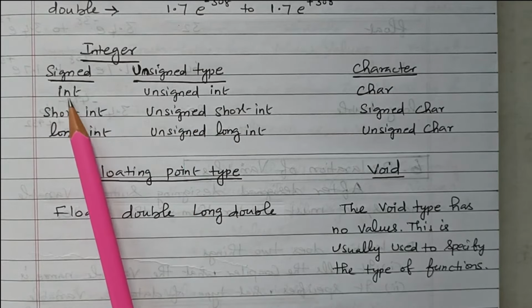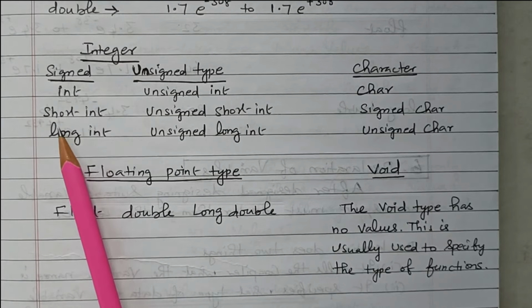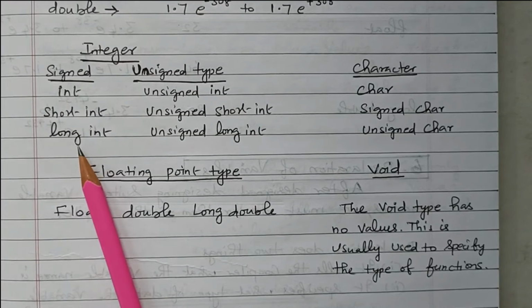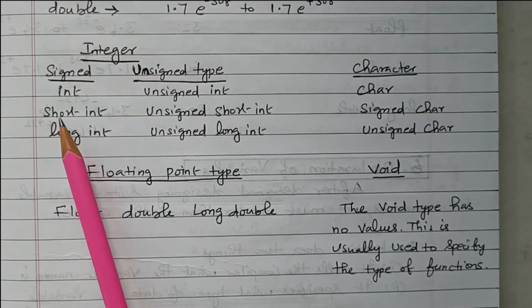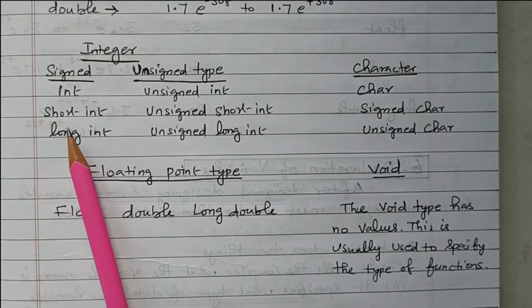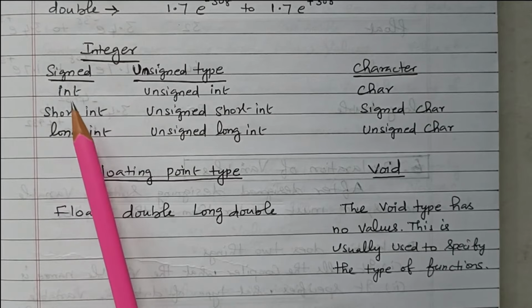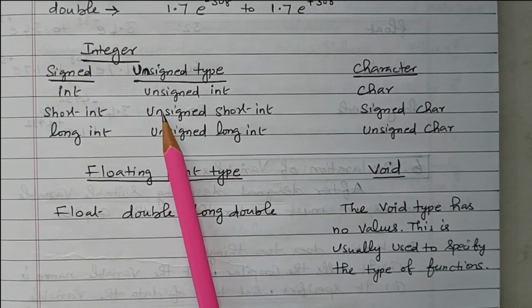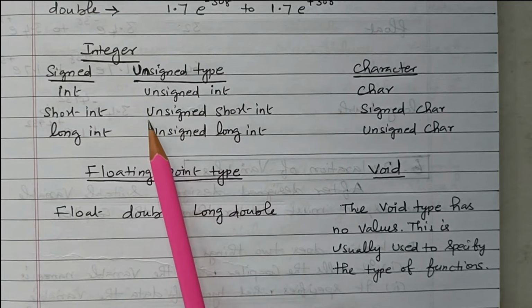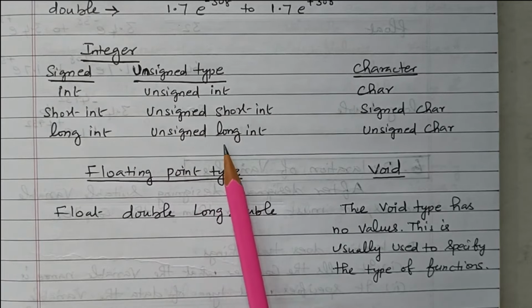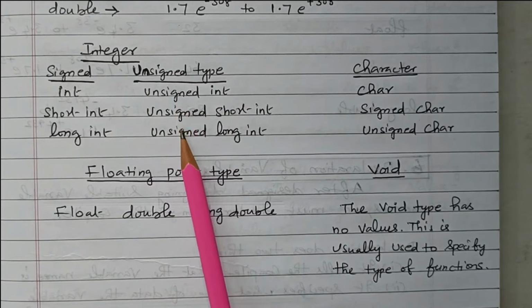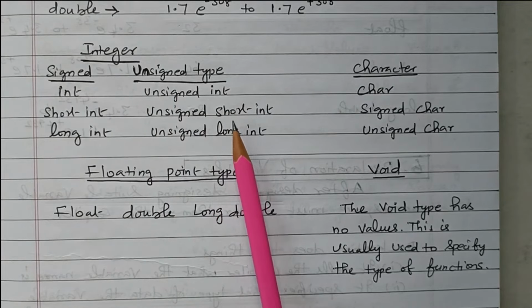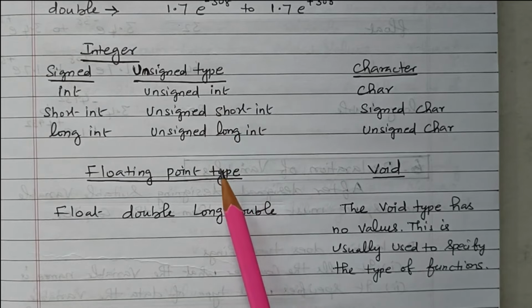In signed integer, again 3 types are available: short integer, integer, long integer. So the range increases. Short integer is the minimum, next one is the integer, another one is the long. So the size keeps increasing. Unsigned type means again 3 types: unsigned short integer, unsigned integer, unsigned long integer. Here we are not bothering about the sign.